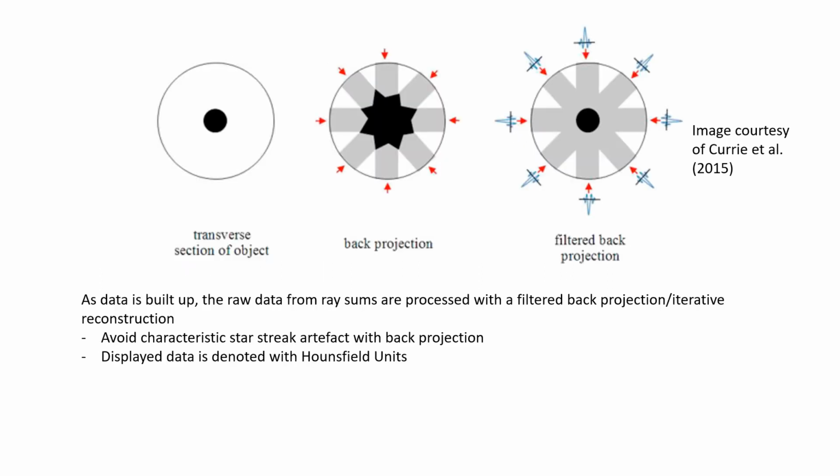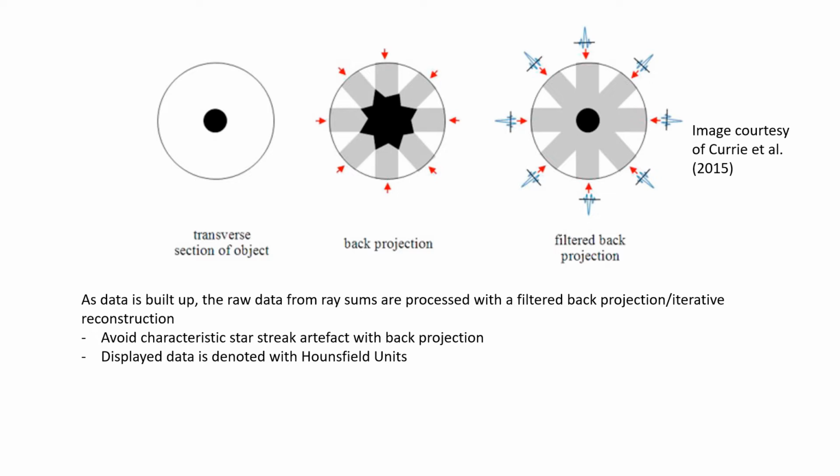Now, there's a funky process that happens and a sinogram is basically formed with the ray sums. This is then processed using a filtered back projection or iterative reconstruction, which helps to sharpen the image and avoid a kind of characteristic star streak artifact from just a normal back projection. Now back projection just simply means layering all the beam information kind of one over another, like a pancake over top of each other, which will form an image, but you will have that remnant streaking.